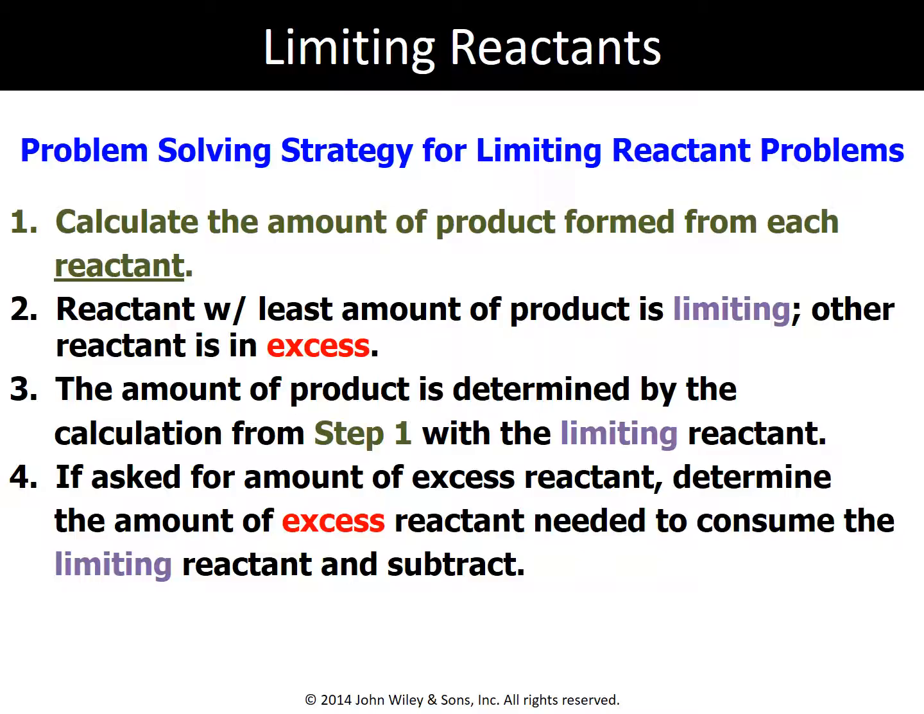Think back to our bicycle analogy. The amount of product is going to be determined from your calculation in step 1. Sometimes you might be asked for the amount of excess reagent, so you'll have to determine the amount needed to consume the limiting reactant and subtract. This might be doing a mole to mole problem with both of our reactants.